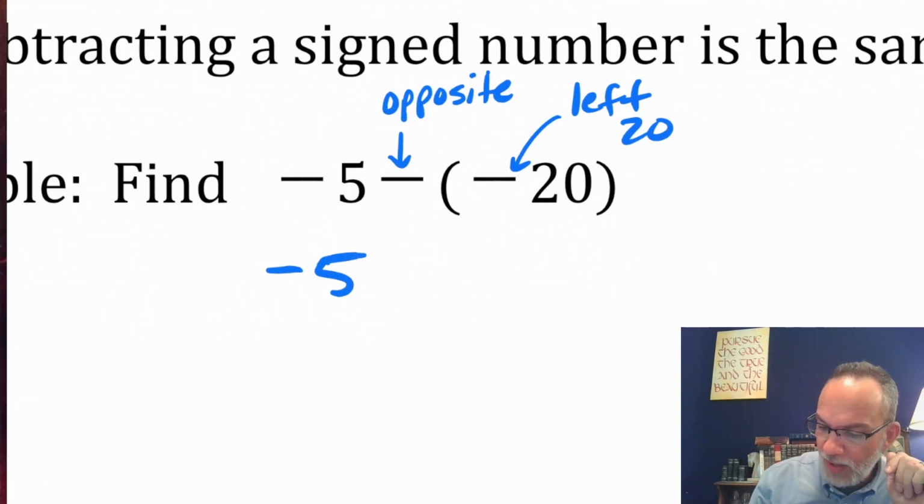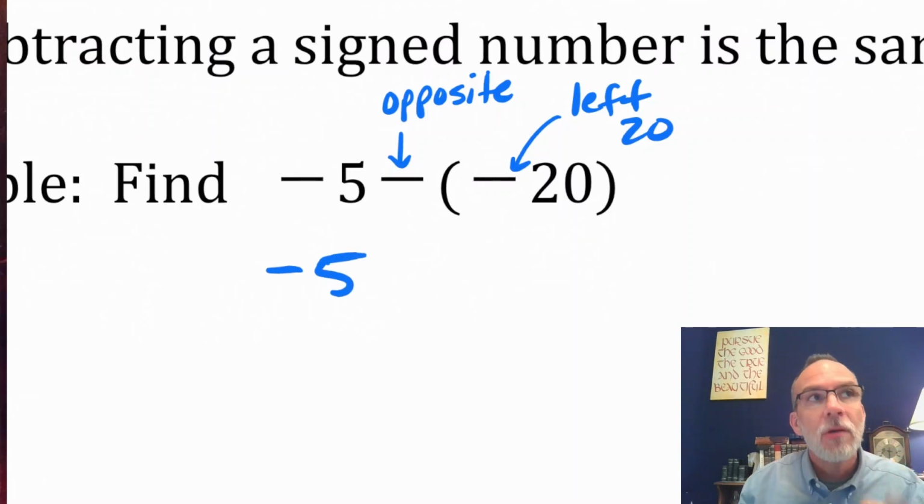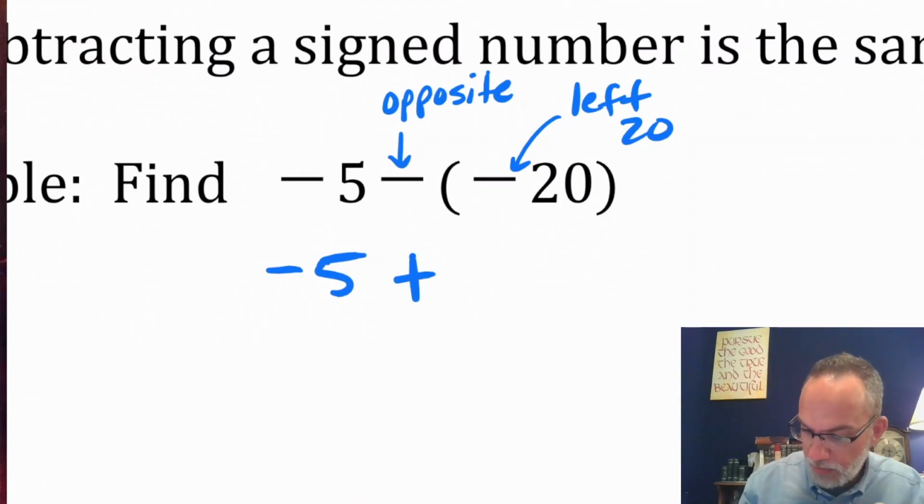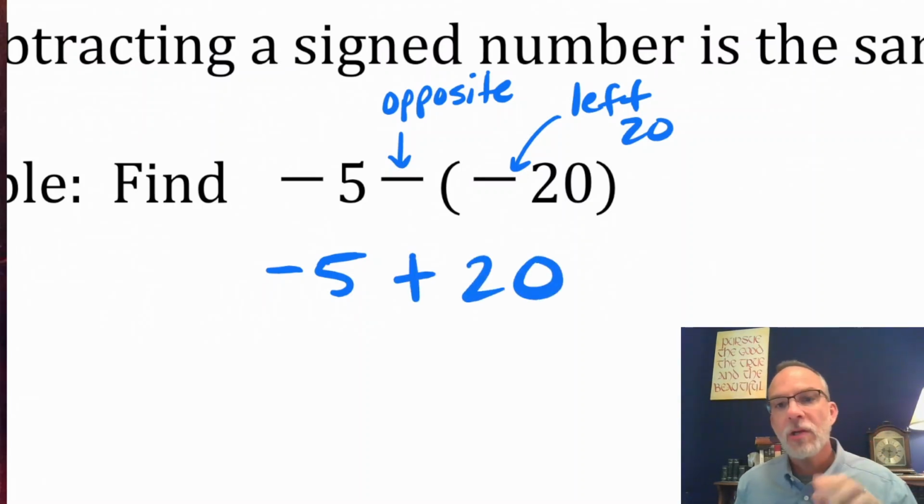So this really becomes negative 5. What's the opposite of left? Right. What's the sign for right? Positive 20. There you go. That's what that means. Minus negative 20 means do the opposite of left 20, which would be right 20, which is positive 20.